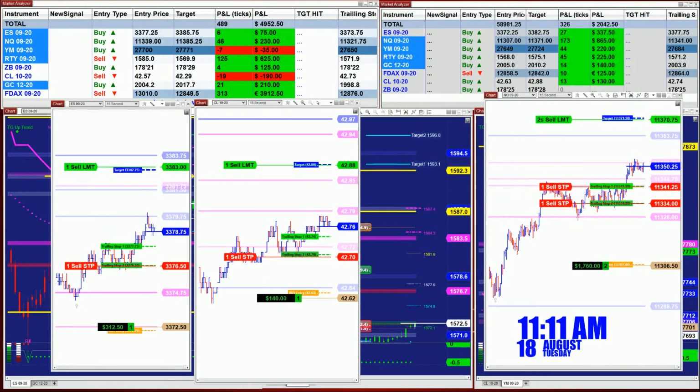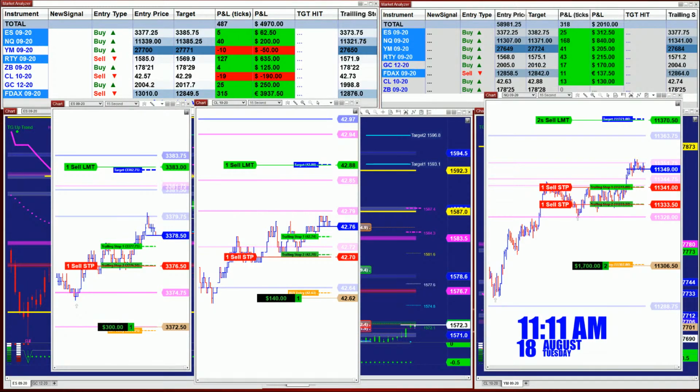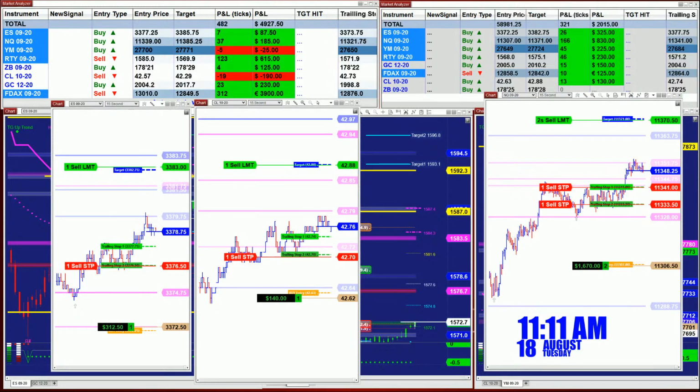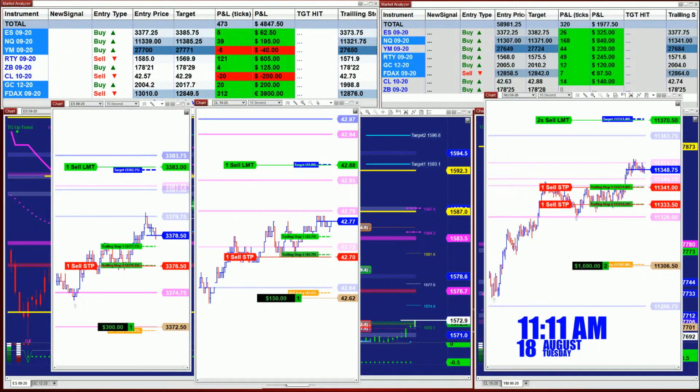If the ES breaks the 79.75, now you are on $2,000 on that trade on the NASDAQ. If the ES falls, it's going back to the 33.76. You're not making any money out of that trade. Keep watching it, guys.